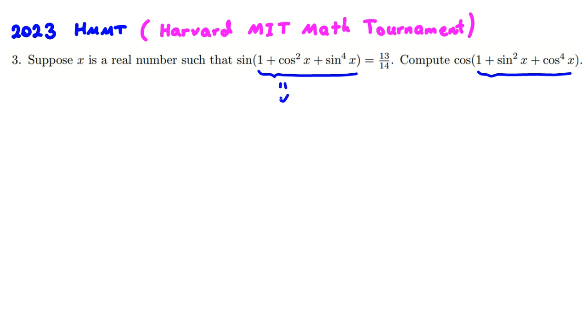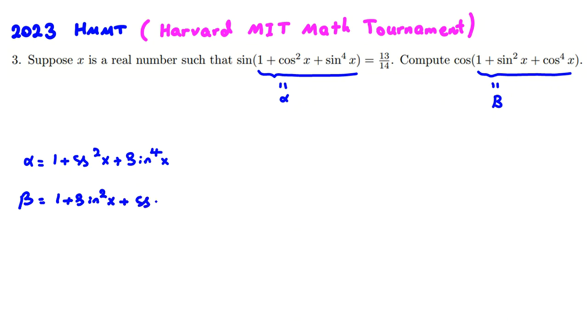So let's consider it is alpha, it is beta. Alpha is 1 plus cos squared x plus sine to the fourth x. Beta is 1 plus sine squared x plus cos to the fourth x. When we have similar equations, the idea is so much useful: we should subtract.